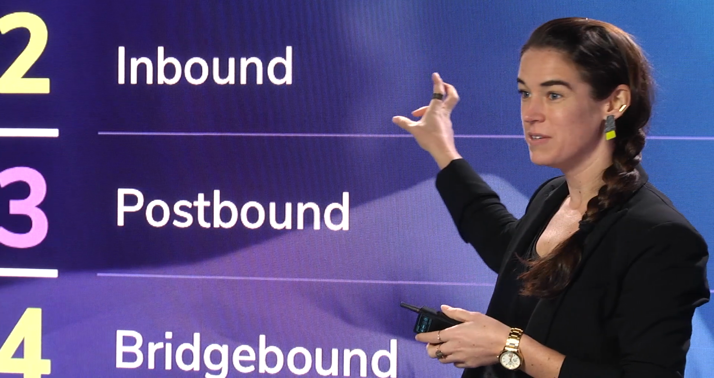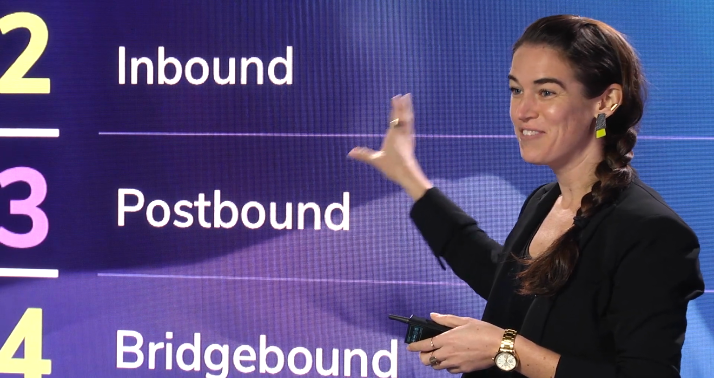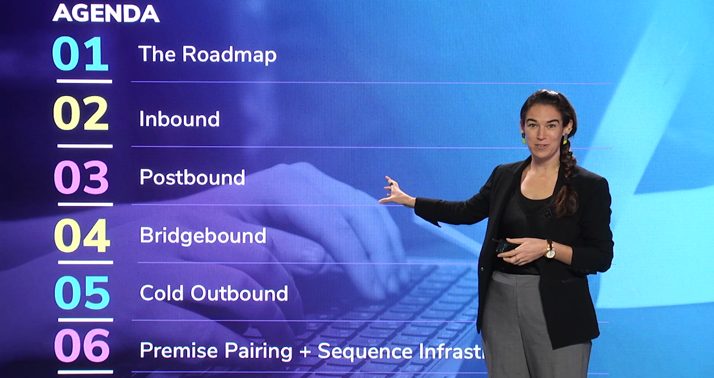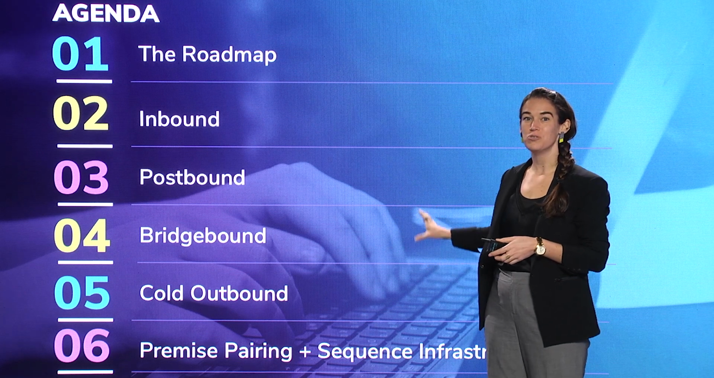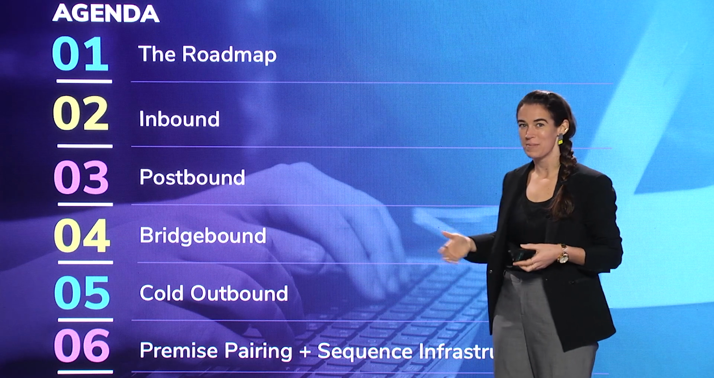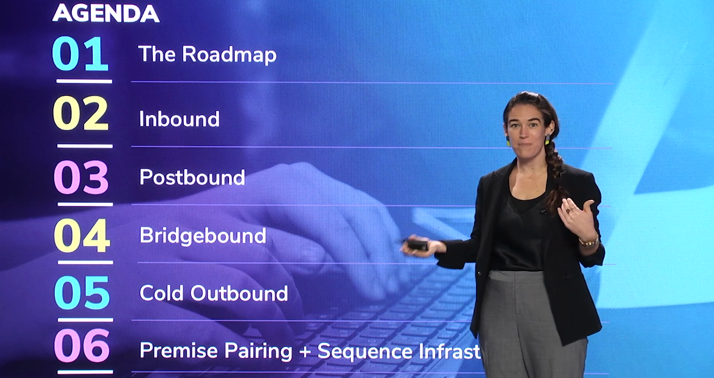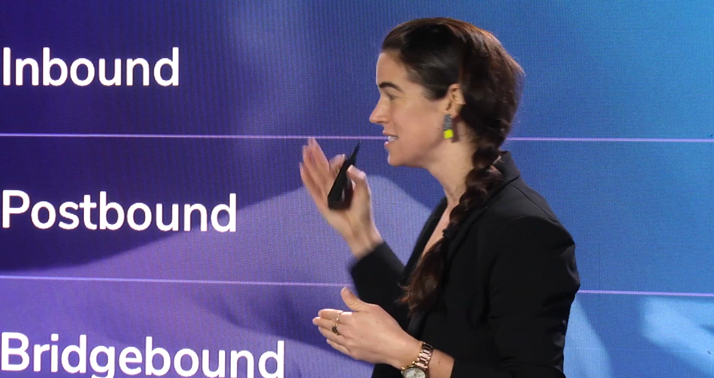Number two, we're going to go into inbound. Number three, we're going to go into postbound. Don't worry, I'll give you definitions for each one of these categories and what they include. Number four, bridgebound. Number five, cold outbound. And then we're going to finish off with how do you pick out a personalized premise, how do you tie that into a one-to-many premise, and what is a sequence infrastructure. So you're going to walk away with not only the roadmap for every single play that you can run, but how to incorporate a relevance and personalization strategy, or just a relevance only strategy, into this entire roadmap.